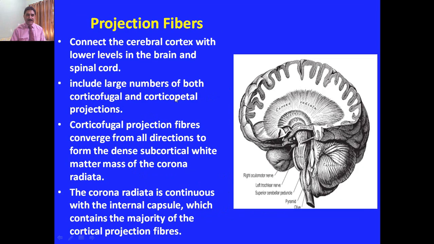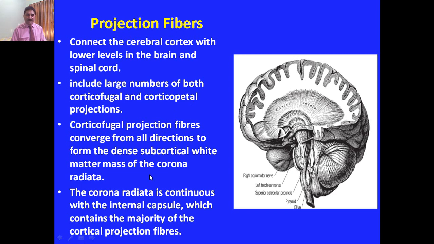Projection fibers. The third type of the fibers present in the cerebral white matter are projection fibers. They connect the cerebral cortex with the lower levels in brain and spinal cord. These fibers include large numbers of both corticofugal and corticopetal projections. By corticofugal fibers, we mean fibers which arise from the cerebral cortex and go to the brainstem and other areas of central nervous system. And corticopetal fibers are those fibers which arise from the periphery and go towards the cerebral cortex.